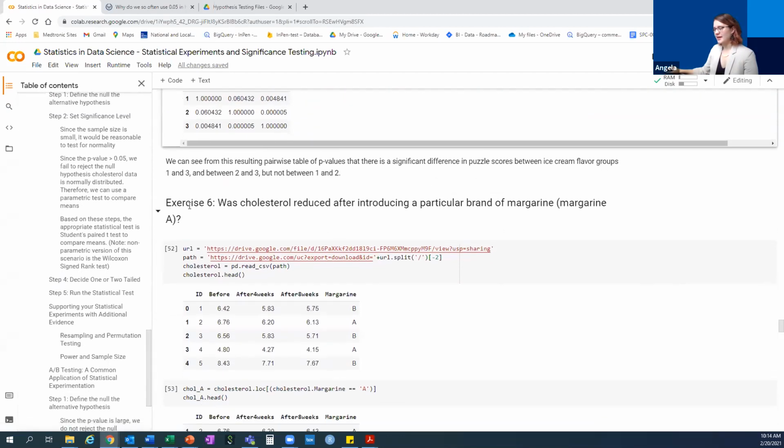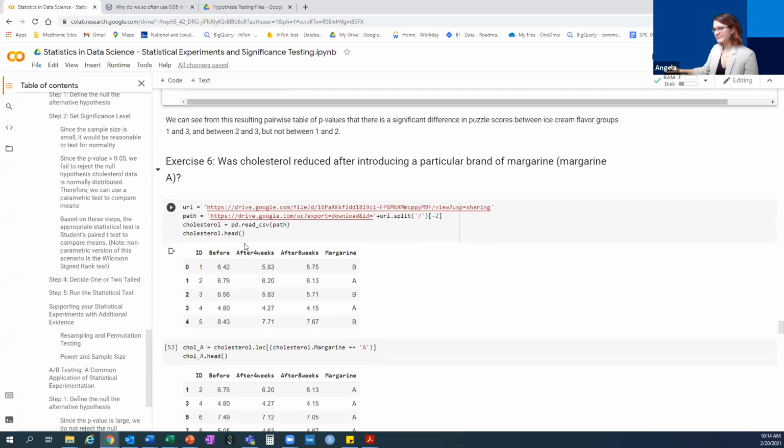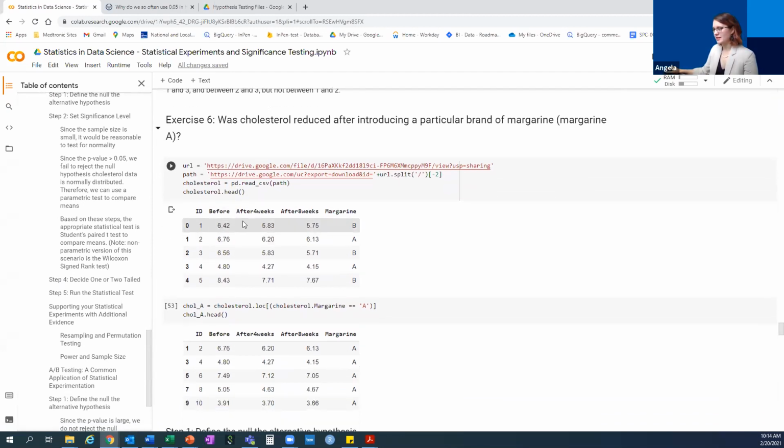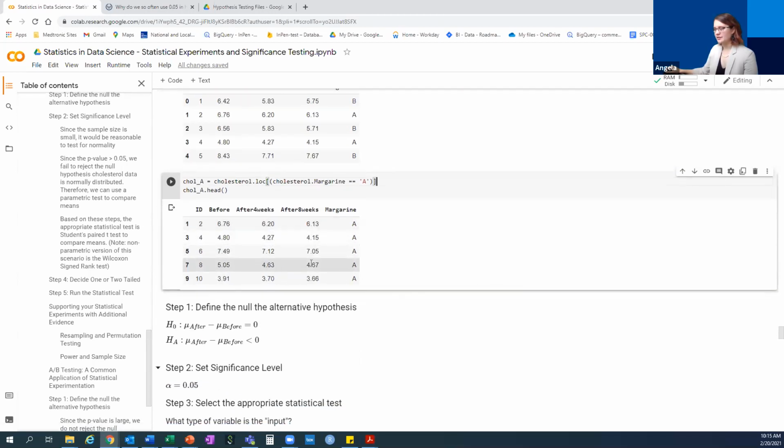All right, and then finally we have exercise 6. Was cholesterol reduced after introducing a particular brand of margarine? We're going to ask about introducing margarine A in this case. So dealing with the new data set of cholesterol, you'll see there are levels of cholesterol at different time frames: before the introduction of margarine, after 4 weeks, and after 8 weeks. And then you have an indicator for which margarine brand they're using. I'm specifically asking about margarine brand A. So I'm going to go ahead and filter for that and take a look at that data set.